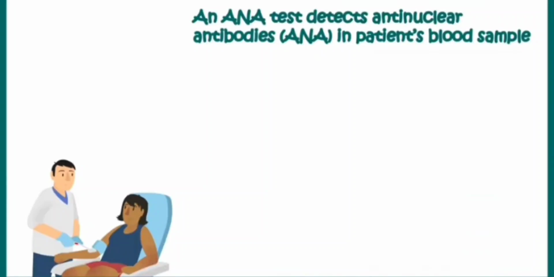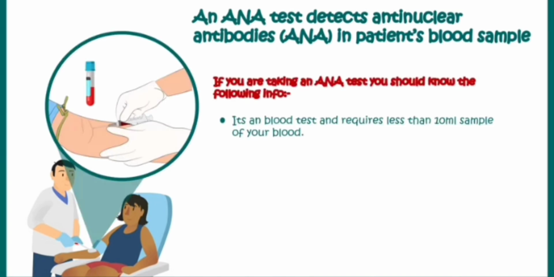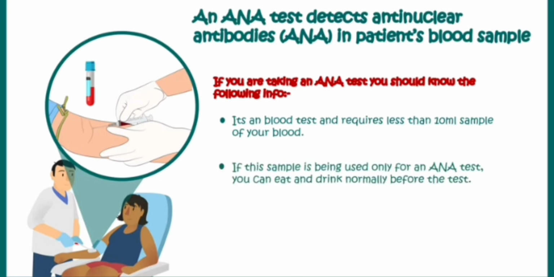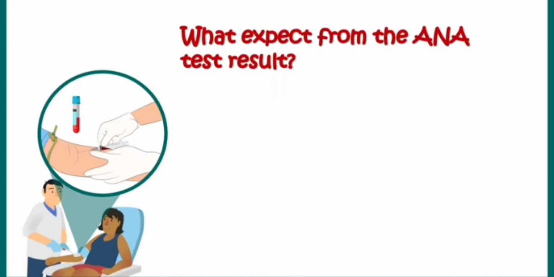It detects whether anti-nuclear antibody is present in the patient's blood sample or not. In order to do so, the technicians withdraw blood from the patient, and it's basically a simple blood test, which requires less than 10 ml of blood to be drawn from you. So you don't even need to fast for the ANA test.